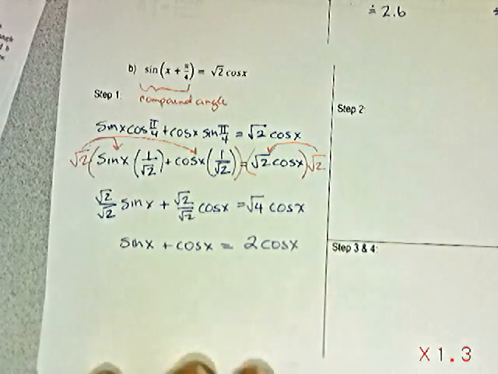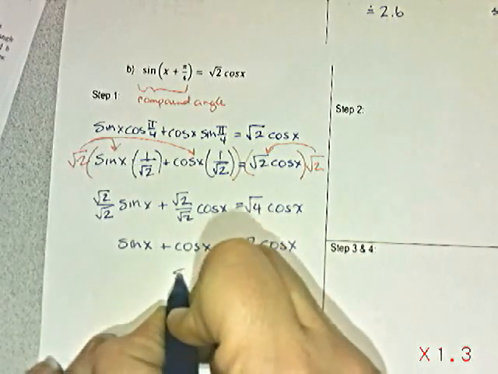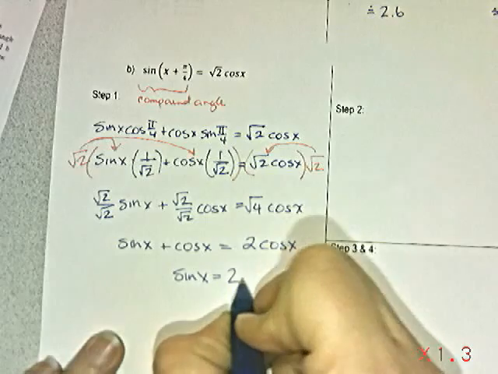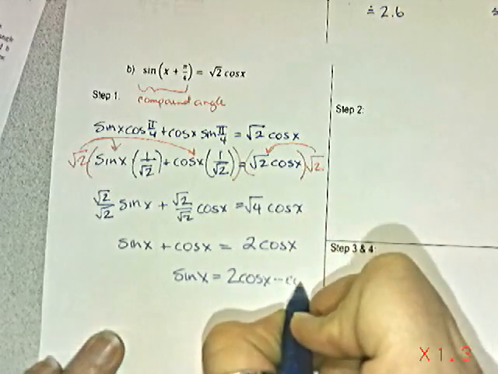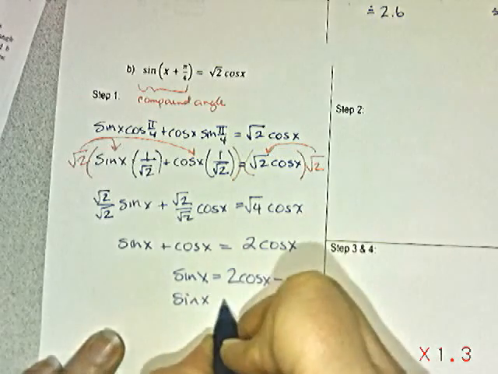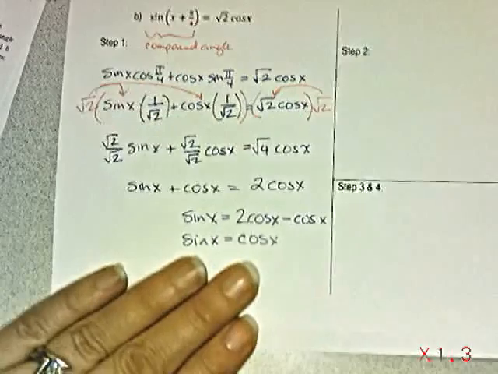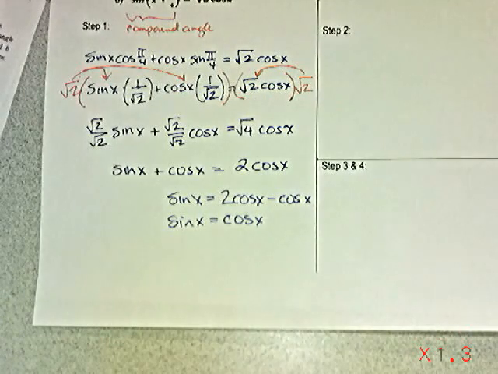All right, well, I've got cos on both sides, so let's subtract cosine from both sides. So I've got 2 cos x minus a cos x, so I've got two of them here and I'm taking away one, and I get the sine of x is equal to a single cosine x on this side. And I'm looking at that going, when is the sine of x equal to the cos of x?